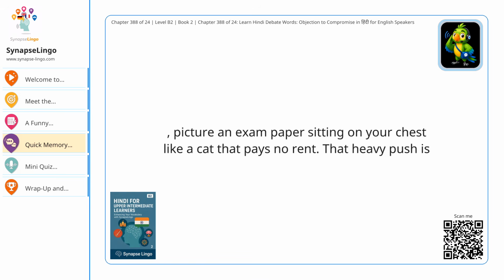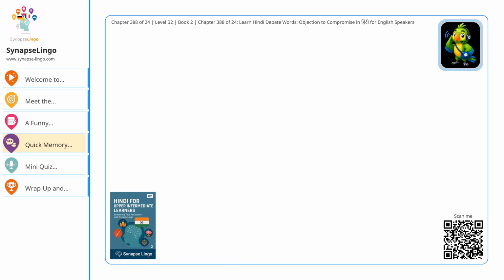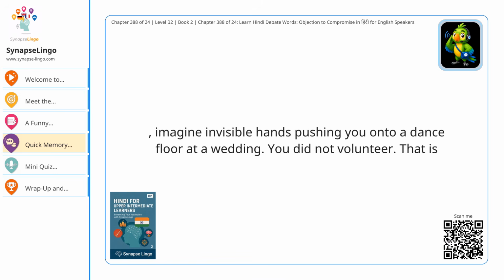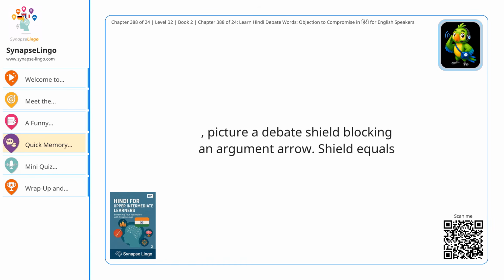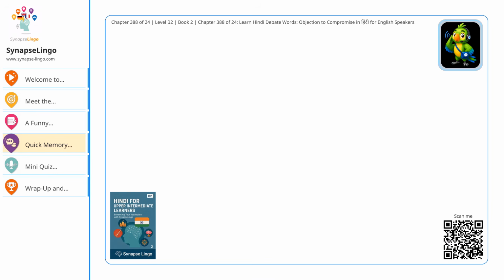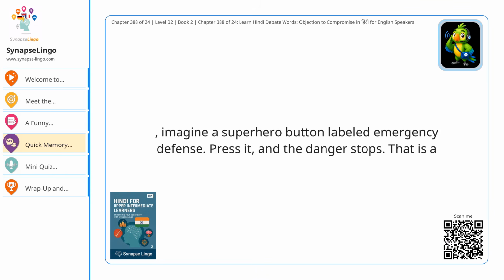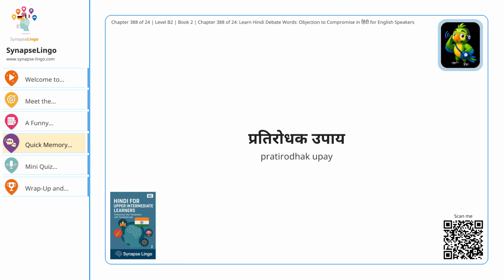Number 3, दबाव. Picture an exam paper sitting on your chest like a cat that pays no rent. That heavy push is दबाव. Number 4, जबरदस्ती. Imagine invisible hands pushing you onto a dance floor at a wedding. You did not volunteer. That is जबरदस्ती. Number 5, प्रतिवाद. Picture a debate shield blocking an argument arrow. Shield equals प्रतिवाद. Number 6, प्रतिरोधक उपाय. Imagine a superhero button labeled emergency defense. Press it, and the danger stops. That is a प्रतिरोधक उपाय.